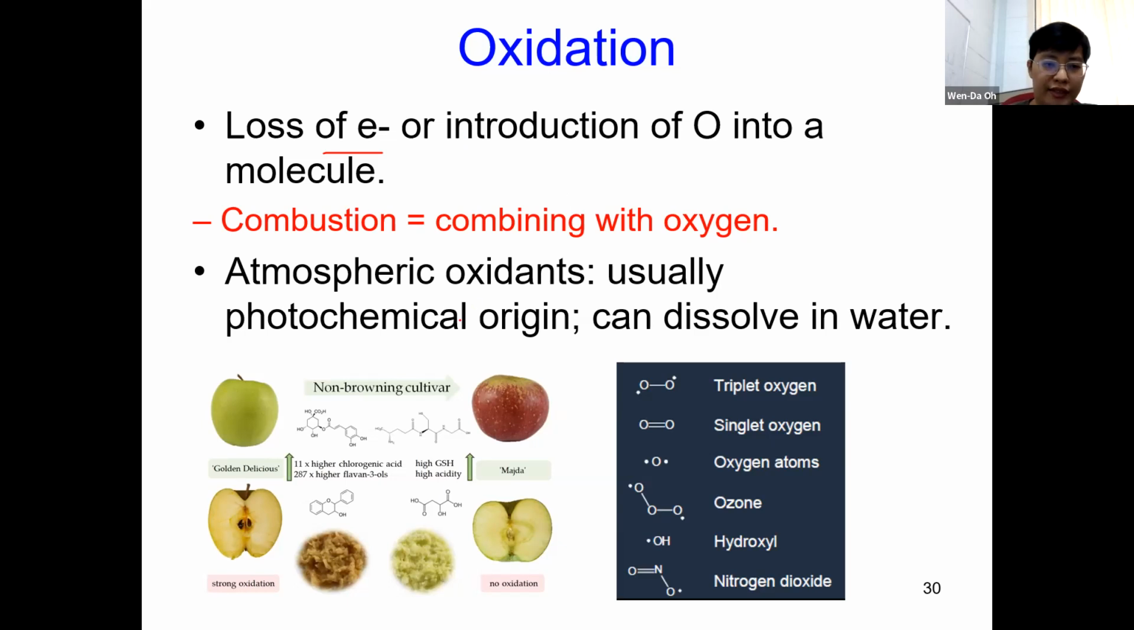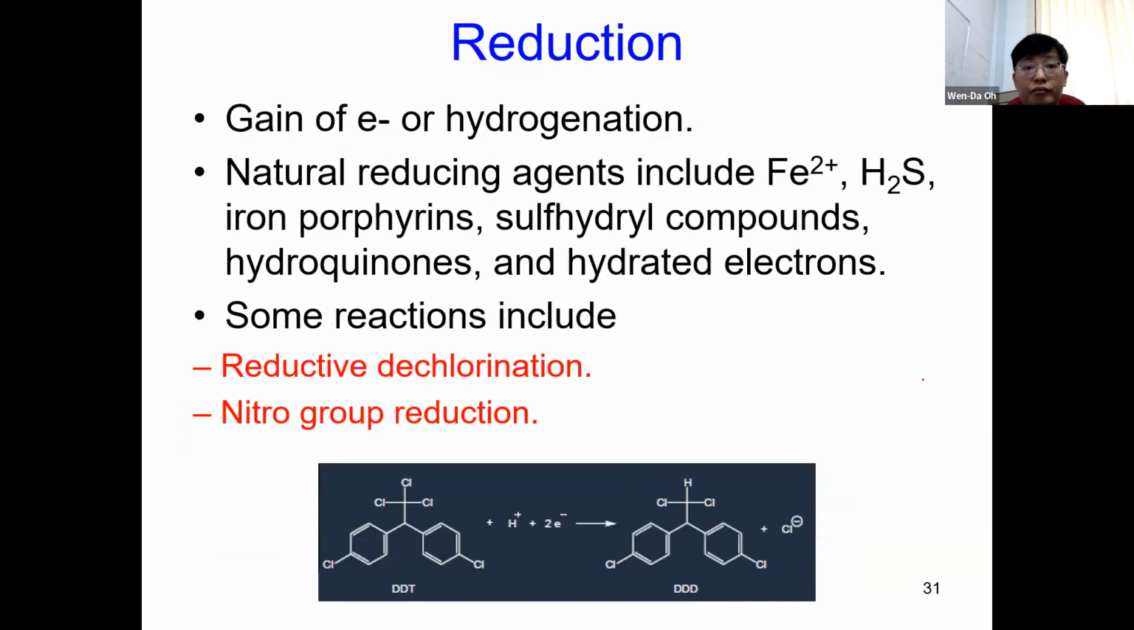One of the classical examples would be an apple. Apple is one of the things that can be oxidized easily in the environment. If you cut an apple and put it outside, you can see that it turns brownish in color due to the oxidation of certain chemicals. On the other hand, you have radicals, which can cause oxidation, like triplet oxygen, singlet oxygen, and so on. All these are radicals that are able to oxidize certain organic molecules in the environment.